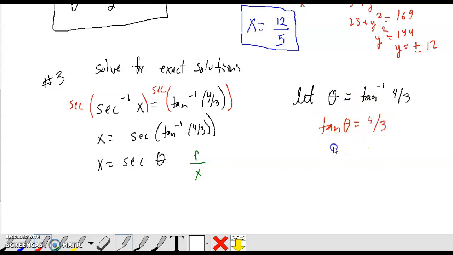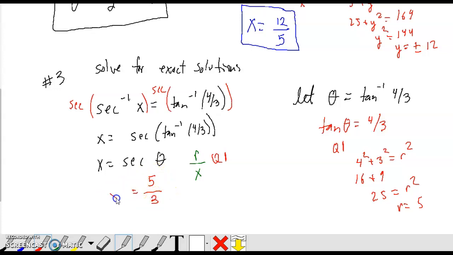Again, this is positive. So we are dealing with quadrant number 1, which means this is also in quadrant number 1. So 4 squared plus 3 squared is equal to r squared. Oops, sorry, not x squared, that should be r squared. 16 plus 9 is 25. So r is only positive, so that's a positive 5. So this should just be 5 over 3 is equal to x. Because again, we used to have an expression, now we have an equation.